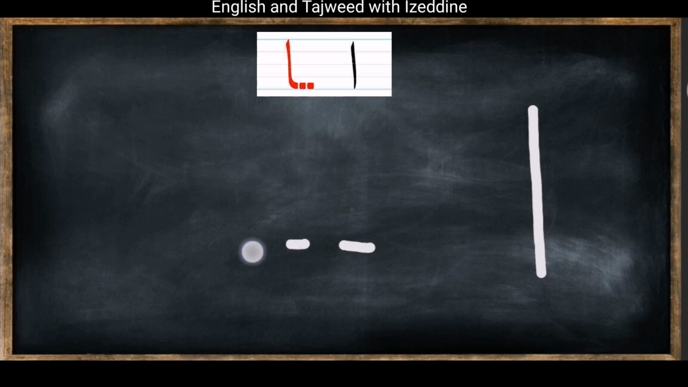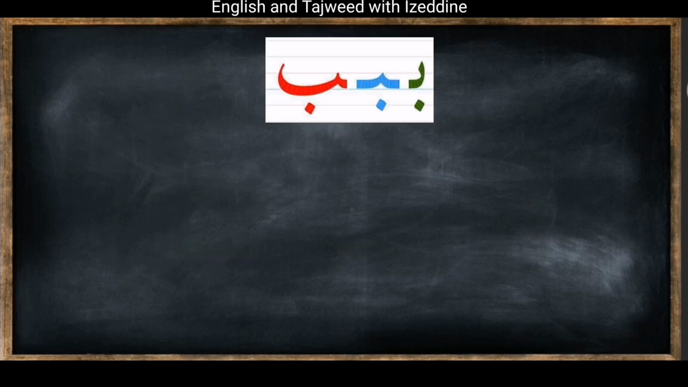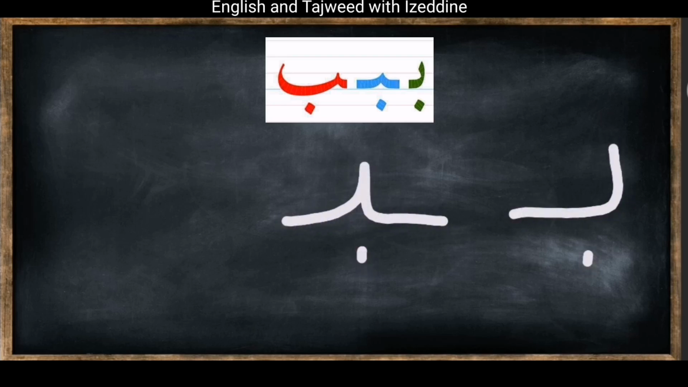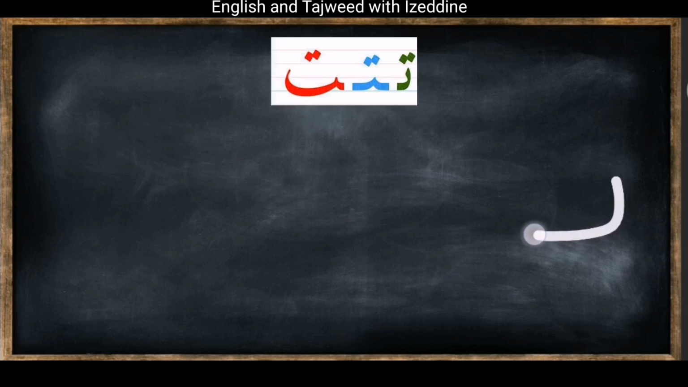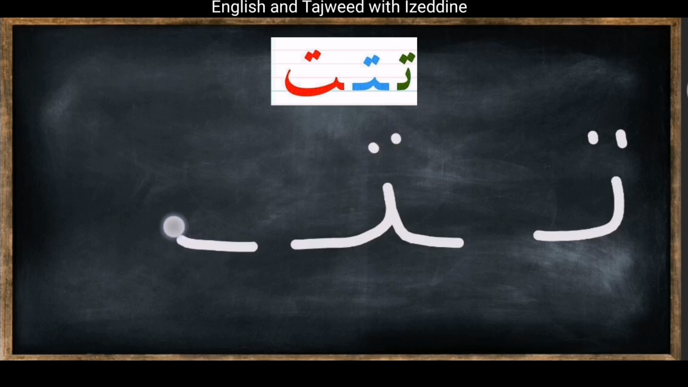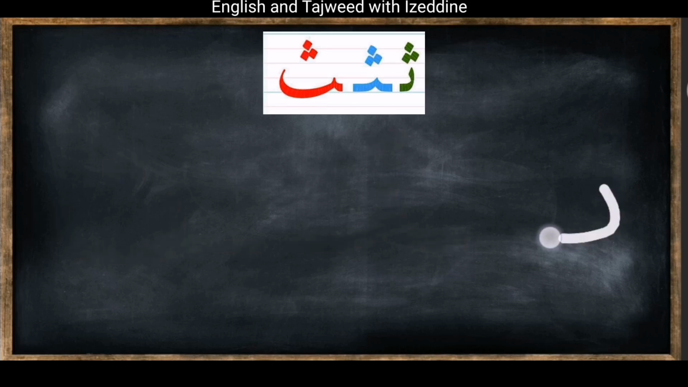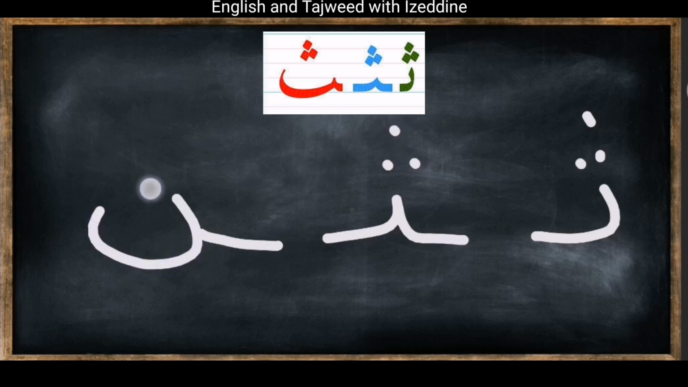Alif as the beginning of the word, alif as the middle or at the end. Ba as the beginning, as the middle, and ba at the end. Ta as the beginning, as the middle, and at the end. Tha at the beginning, at the middle, and tha at the end.